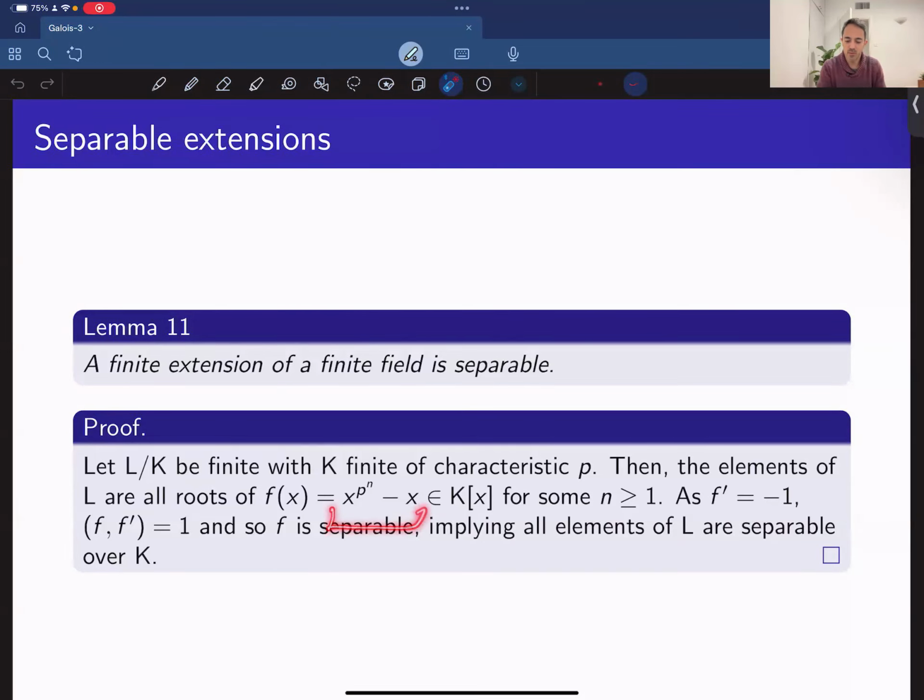We know that all elements of L are roots of this polynomial. This is something that you prove. This is one way of defining or understanding a finite field, as the splitting field of this polynomial. And when you compute its derivative, you see it's -1, because the p to the n term, since n is at least 1, vanishes as a coefficient, so you get only -1. In particular, f and f prime are coprime. And so f is separable, implying that all elements in L, because they are roots of that polynomial, are separable.